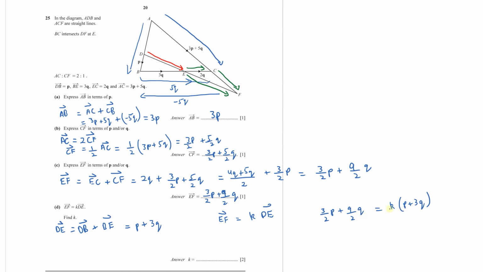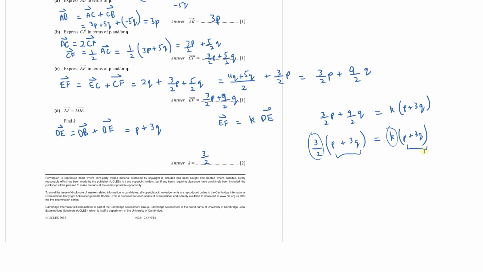So what I can do is represent this as some constant multiplied by P plus 3Q. If I take 3 by 2 common here, what do I get inside? I get P plus 3Q. So 3 by 2 times P plus 3Q is equal to K times P plus 3Q. Now these two terms are exactly the same. That means K must equal 3 by 2. So K is 3 over 2. This was the last question for this paper. This was October, November 2018, paper 1-2.